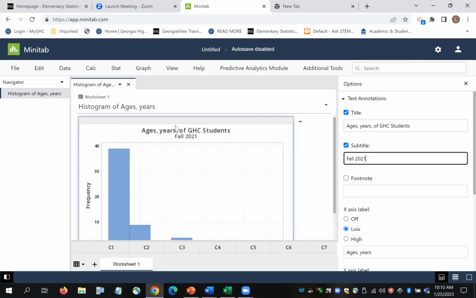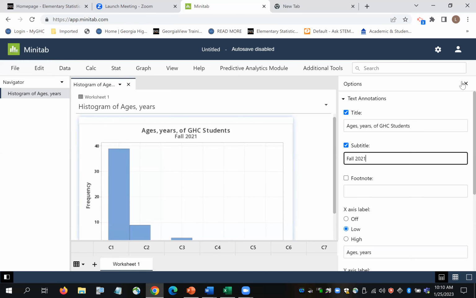And notice how it changes over here on the graph. Again, that title is more detailed. It tells me who, it tells me where, it tells me when and what. You need to change the title to be detailed and descriptive.